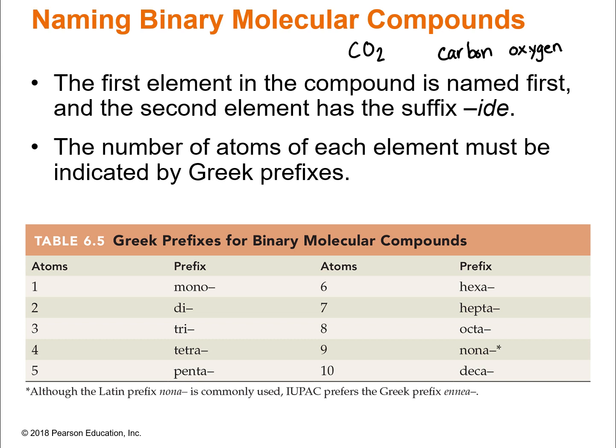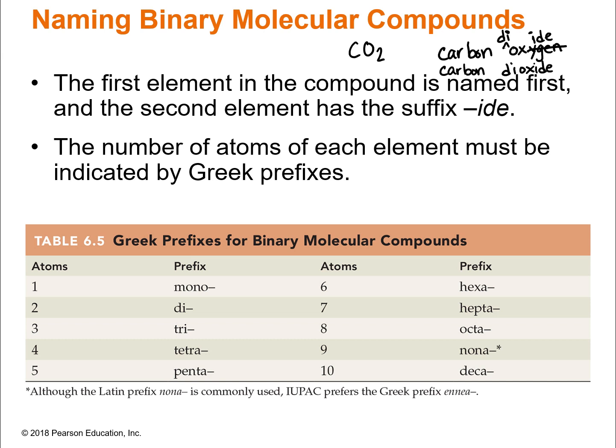So we have the element oxygen. You're going to save the root, get rid of the rest, and replace it with IDE. Then you're going to add in a prefix that tells you how many oxygens you have. And there are 2. So the full name is carbon dioxide.